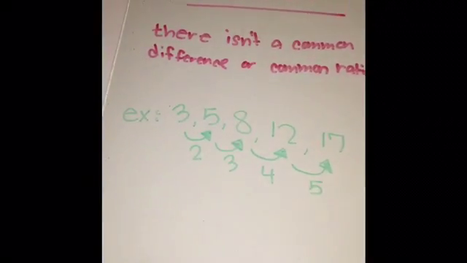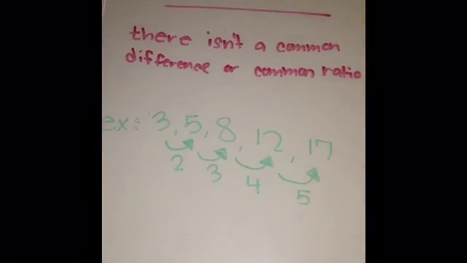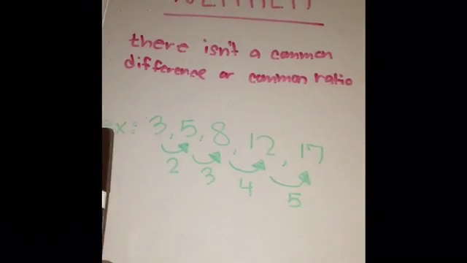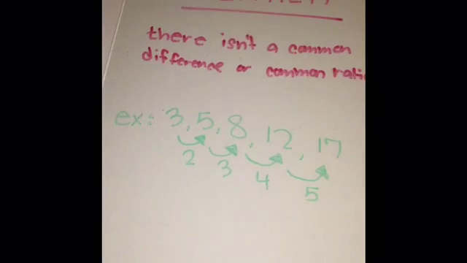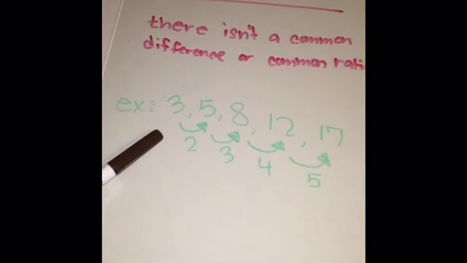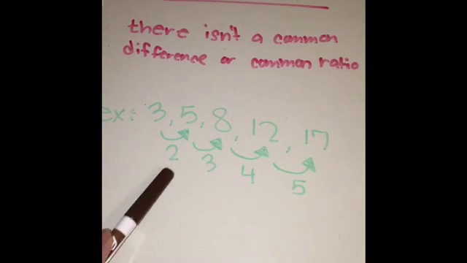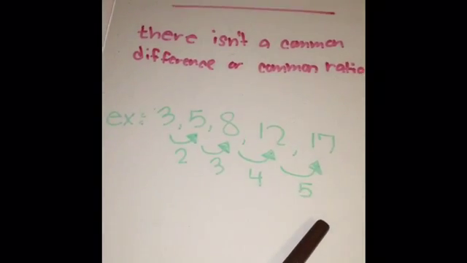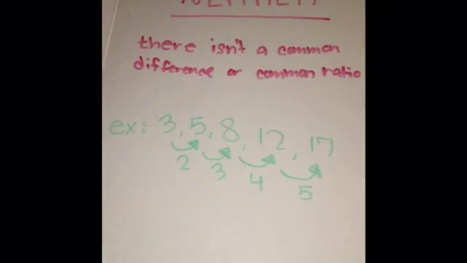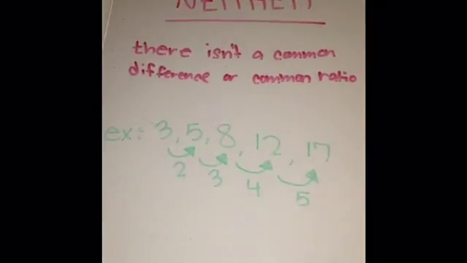A sequence is neither arithmetic nor geometric when there is no common difference or common ratio. For example, 3, 5, 8, 12, and 17. As you can see, the differences go up, and it seems to be a pattern, but it still does not count as arithmetic or geometric because it's not the same number.